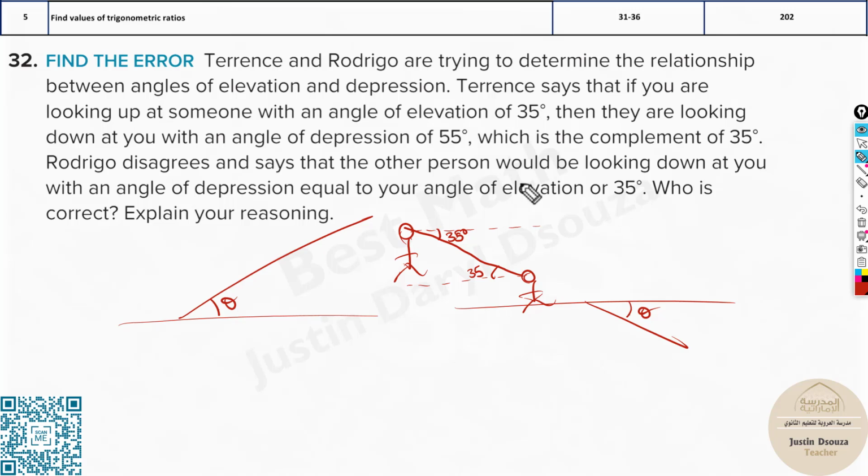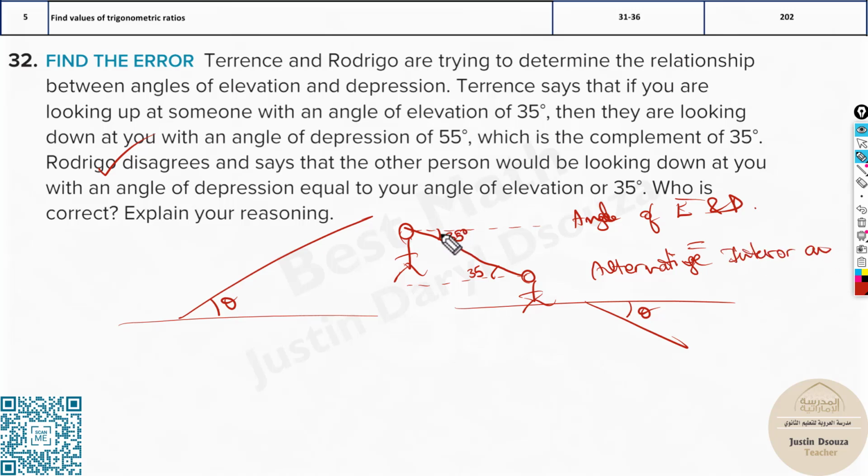So you need to tell who is correct. Rodrigo is correct because he told they both are equal. Yes, angles of elevation and depression, E is for elevation and D is for depression, are equal, they are congruent. They're congruent, so it's the same. Why? Because they are alternate interior angles.